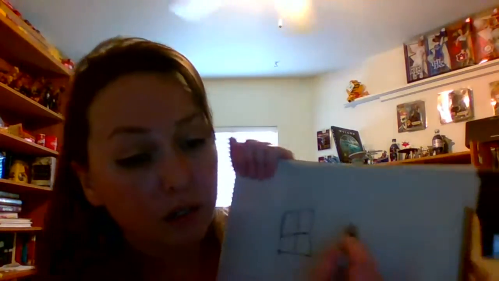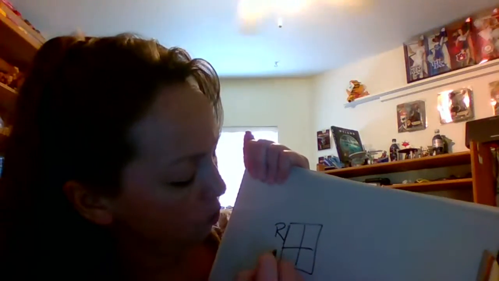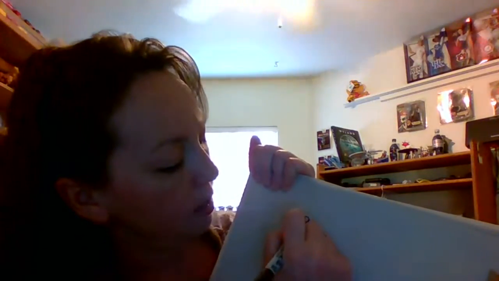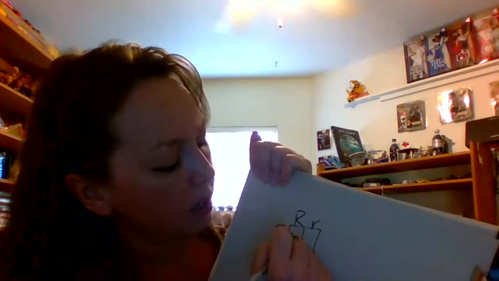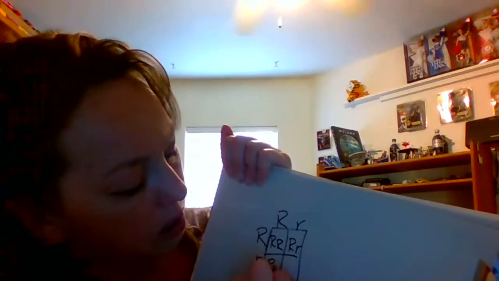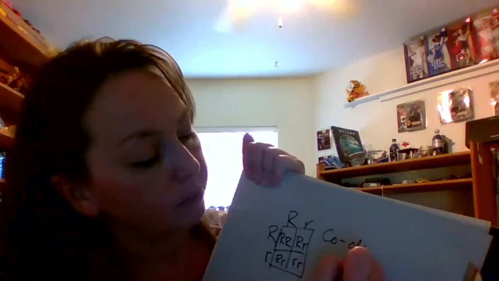Now, when we look at codominance, codominance is similar to incomplete dominance in that we get a third phenotype. So the cross is the same cross. Okay, so if we cross, say, two heterozygotes, we still get the combination of big R, big R. We get big R, little r, little r.